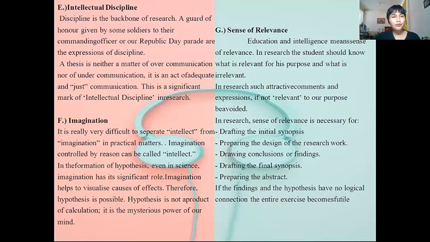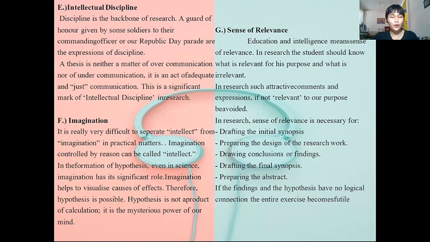The fifth point is intellectual discipline. Discipline is the backbone of research. A guard of honor given by some soldiers to their commanding officer, or our Republic Day parade, are the expression of discipline. As in the Republic Day parade, research requires a predetermined framework. In research, nothing is abrupt or sudden, nothing like spontaneous overflow of powerful feelings.